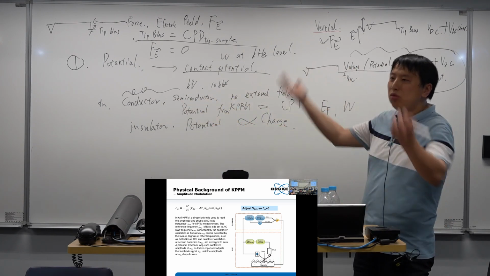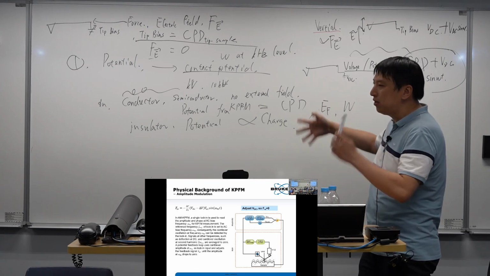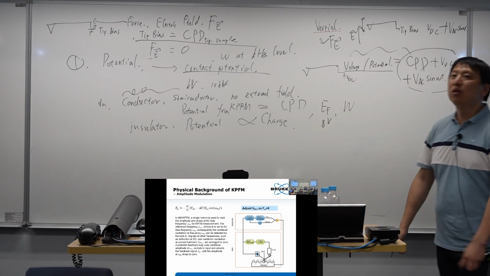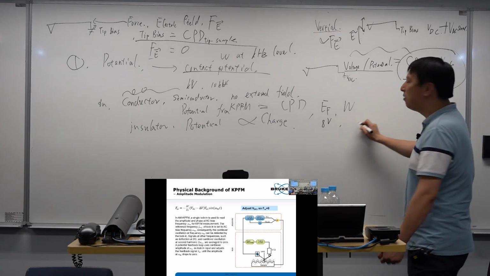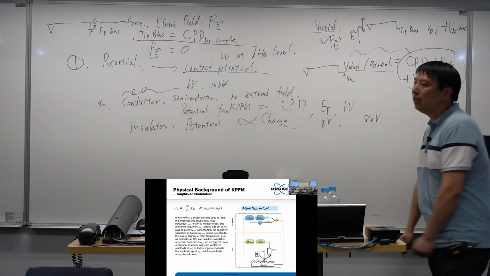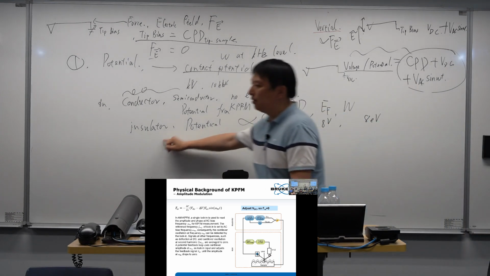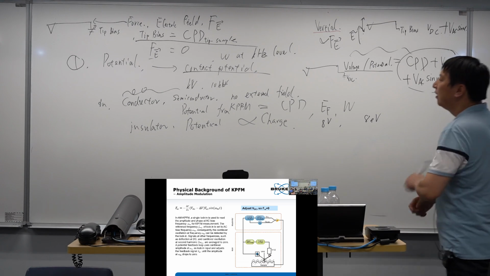If your sample is an insulator, you do a KPFM measurement, and you find the surface potential difference is, what, 8 volts? There are no such materials, right? There's no material that has a Fermi level of 8 volts. No, there's no such thing. Because for an insulator, the potential is from charge.